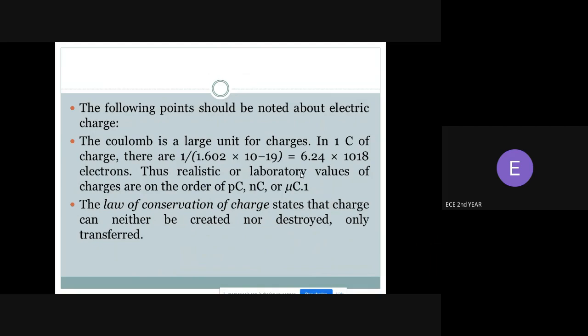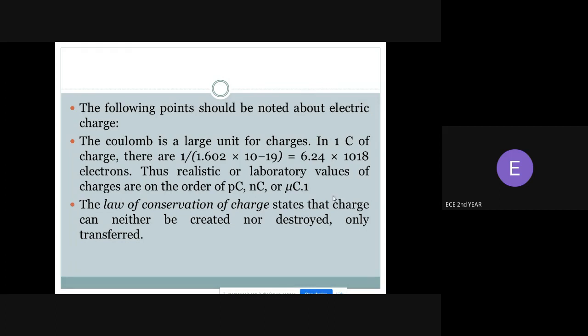The following points should be noted about electric charge. The coulomb is a large unit of charge. In 1 coulomb of charge, there are 1 divided by 1.602 × 10^-19, that is equal to 6.24 × 10^18 electrons. Also, according to experimental observation, the only charges that occur in nature are integral multiples of the electron charge, e equal to minus 1.602 × 10^-19 coulombs.